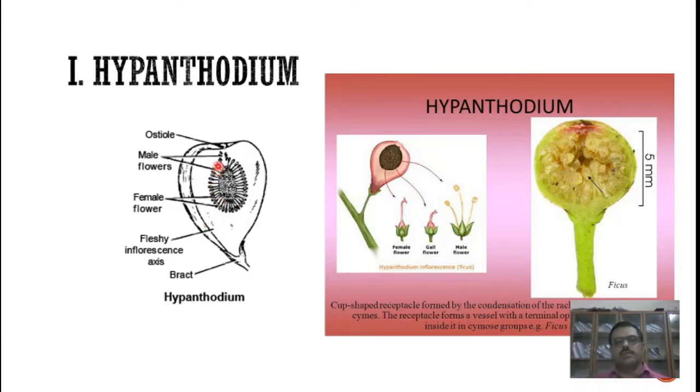So the fleshy flask-shaped receptacle has a small opening called the ostiole, and within this there is a chamber.